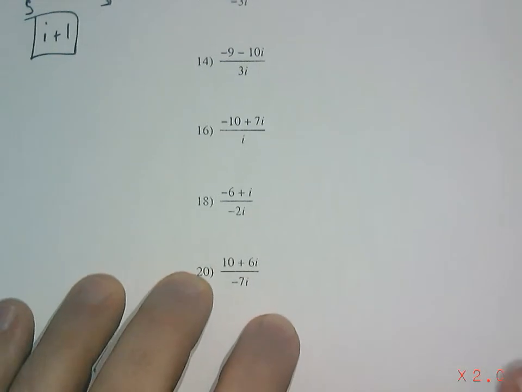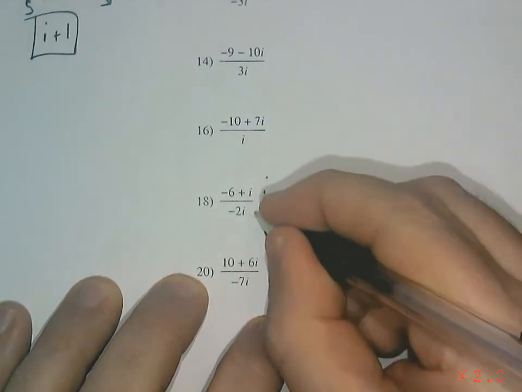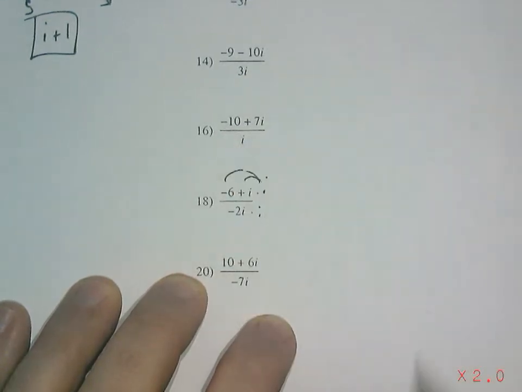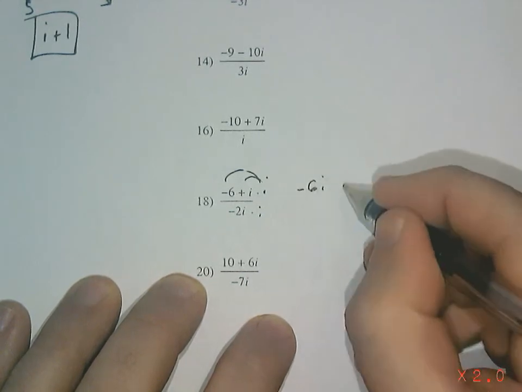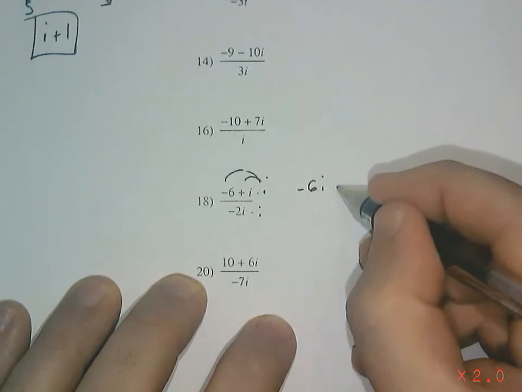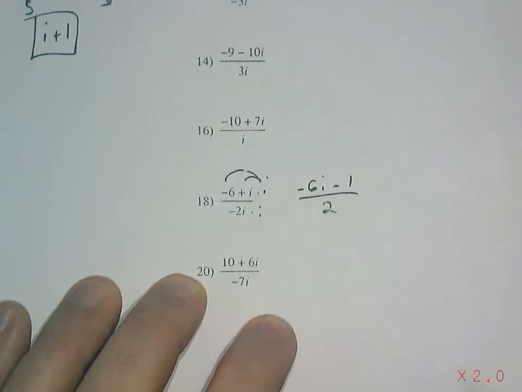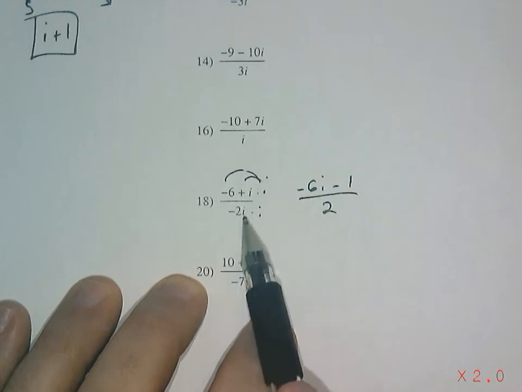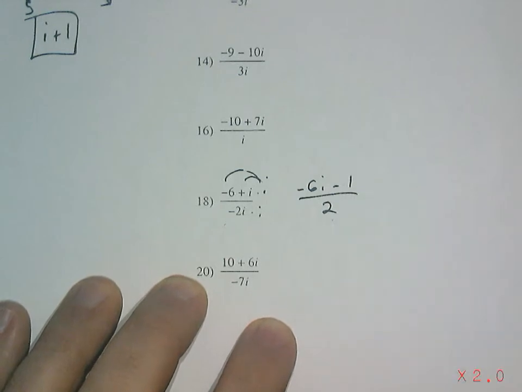Let's look at number 18. So again, multiply by i's. This i's got to go to both terms. And that's going to give me negative 6i minus 1, and then over 2, right? Because those i squareds become negative 1s. Negative 1 times negative 2 is positive 2. Negative 1 just becomes negative 1.